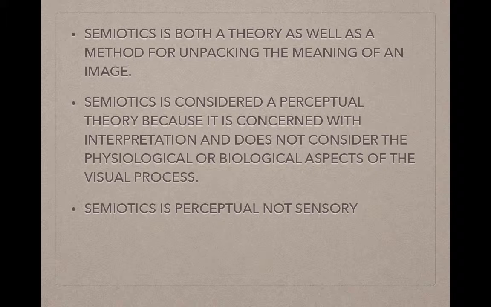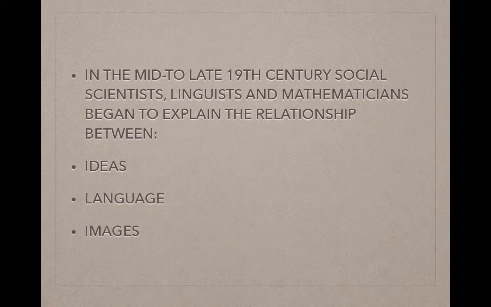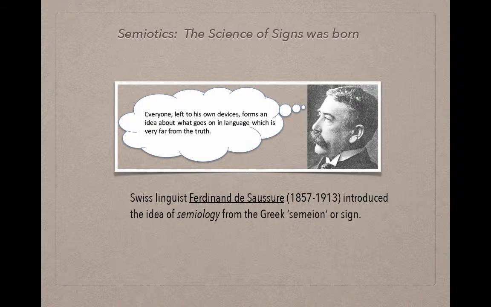Semiotics is a perceptual theory because it's concerned with interpretation and not necessarily the physiological or biological aspects of the process. It's not sensory. So there are two main thinkers, theorists, that came about in the late 19th century to introduce us to this idea of the relationship between ideas, language, and images. The first one is a linguist named Ferdinand de Saussure, and his theory is more used in literature rather than with images, but it does work as well.